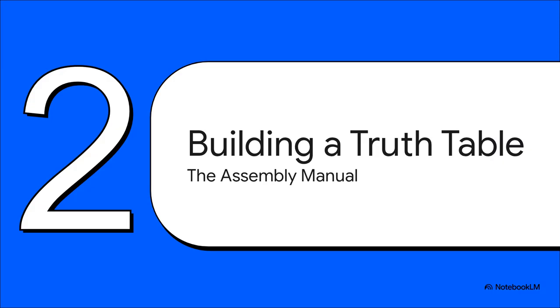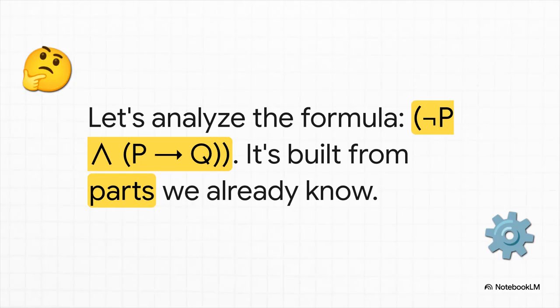All right, so we know the rules for the individual bricks. Now it's time to see what happens when we start building with them. We're going to take a more complex formula and break it down piece by piece. So here's our test subject. I know, it looks a little scary, but don't worry. It just says not P and also if P then Q. See? It's just a mashup of the pieces we already know. We've got a not, an if-then, and an and holding it all together.